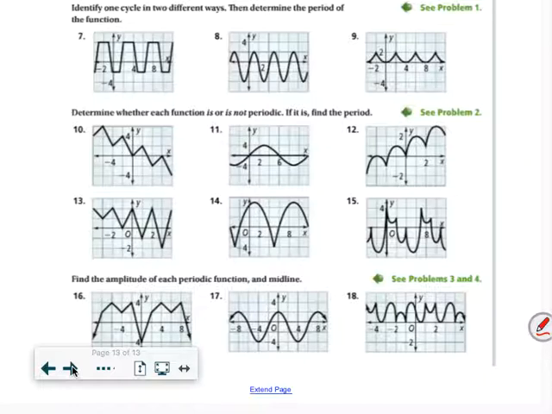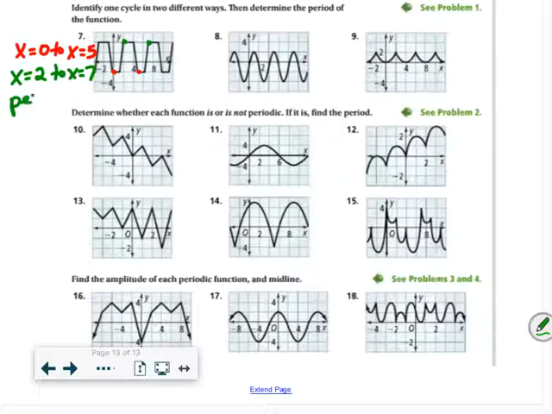All right, in 7 through 9, so here I go. It says identify one cycle in 2 different ways, then determine the period of the function. So one of the ways to do this is if I start at x is 0, my tick marks are going by 2s. So I could start x equals 0 to x equals 5. That would be one way to do that one. Or I could start at x is 2 to x is 7. So that's what I mean by identify one cycle in 2 ways. Then determine the period. So no matter which way I do it, the period is 5.